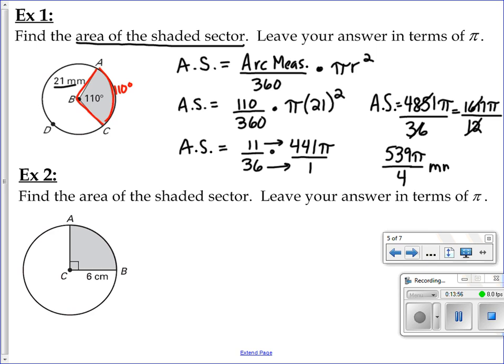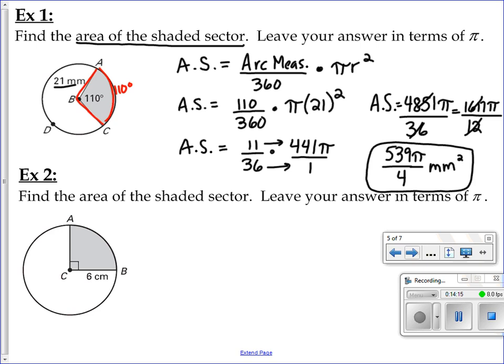Thank you. You can't reduce 539 over 4 anymore because 4 is an even number, 539 is an odd number. And our units originally were millimeters, so just make sure the area is millimeters squared. Okay, try example 2 on your own, or just follow along.